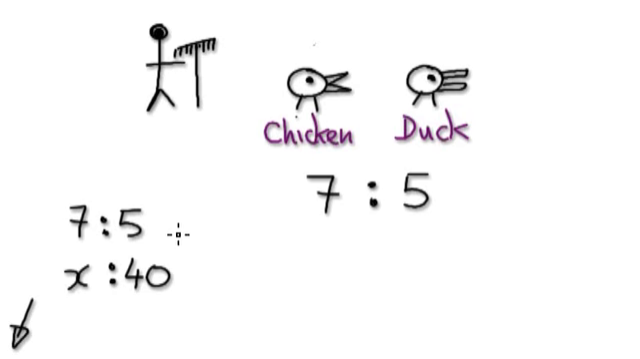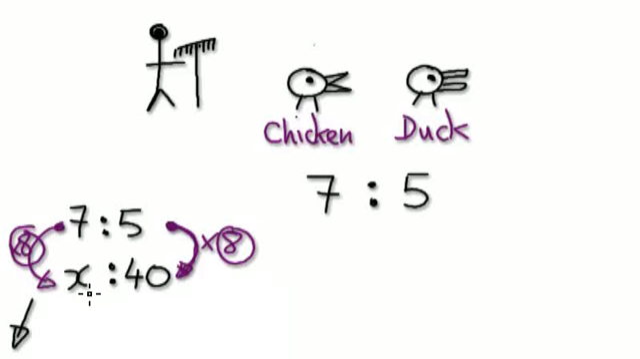Okay, so from here, if you times by 8 here, from here times by 8 here, that will take you to 40. So here you can just times it by 8 over here. So these two numbers will always be the same. So the answer will be 56. Okay, so there are 56 chickens and 40 ducks on your farm.